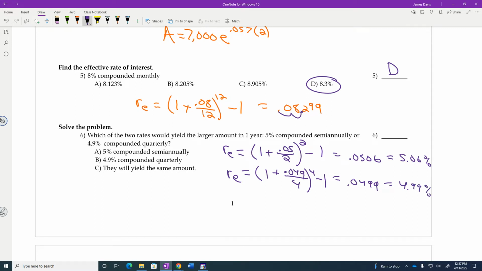So which one do we want? A higher or a lower one? We want the higher one, right? Because we're talking about a yield. We want to yield a bigger amount. We're not paying it, it's an investment, so we want a good interest rate. So it's going to be the first one, the 5% compounded semi-annually.